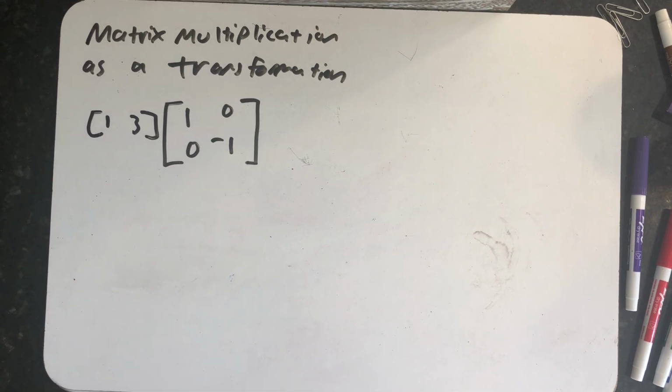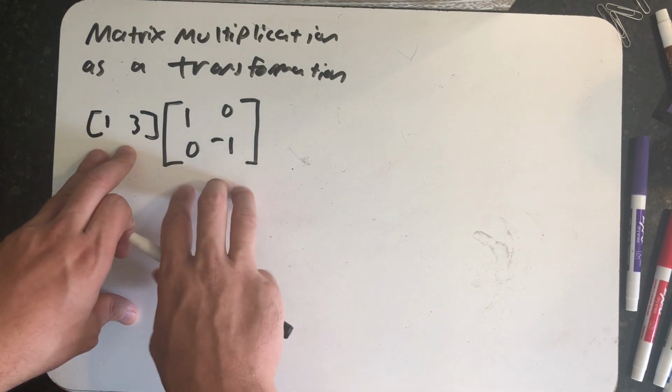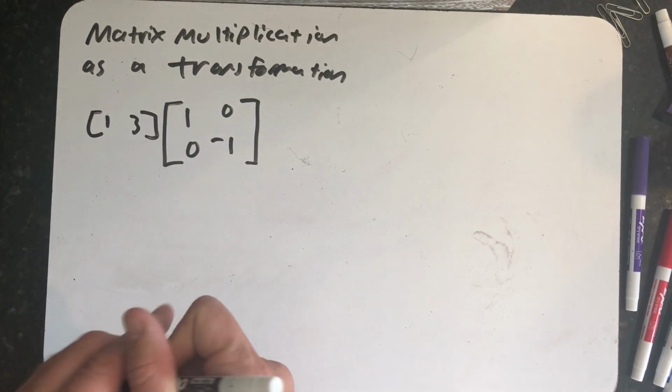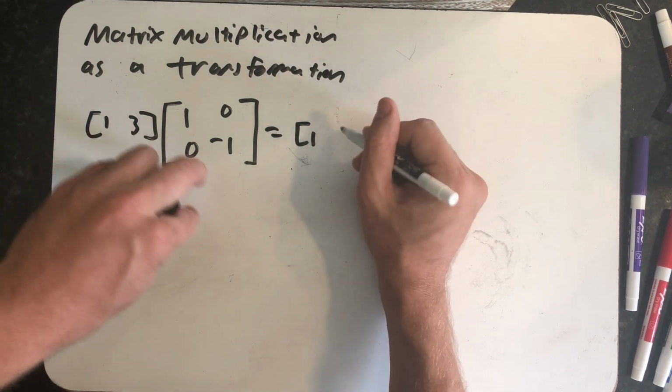In this video, I want to show you a cool application of matrix multiplication. Matrix multiplication can be used to transform geometric objects. For example, say I have this row matrix and this square matrix. Let's multiply them together. I'll get 1 and minus 3.